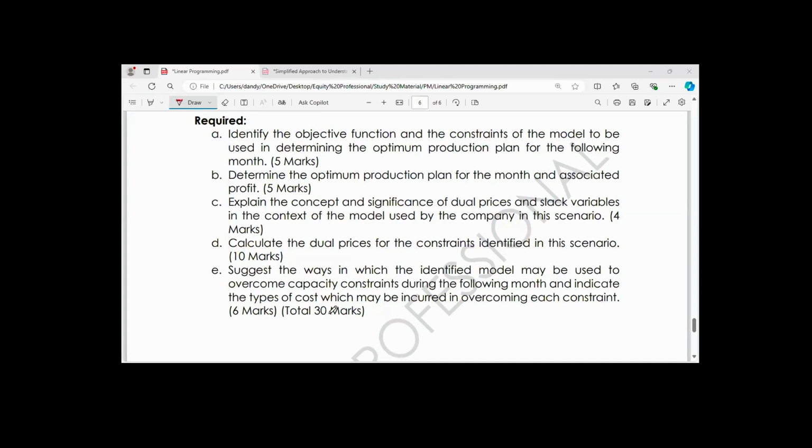Thank you very much, Kunle. That's the question. So the first one, the examiner wants you to identify the objective function and the constraints of the model. Whether you are asked that as a requirement or not, the most important thing you need to do is formulate your linear programming model. Therefore, let me stop sharing this and let's solve the question within the next few minutes.